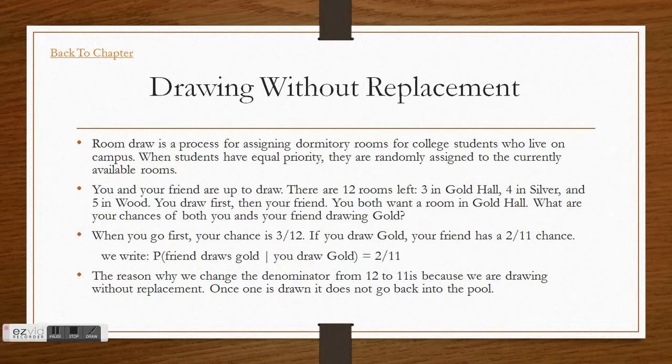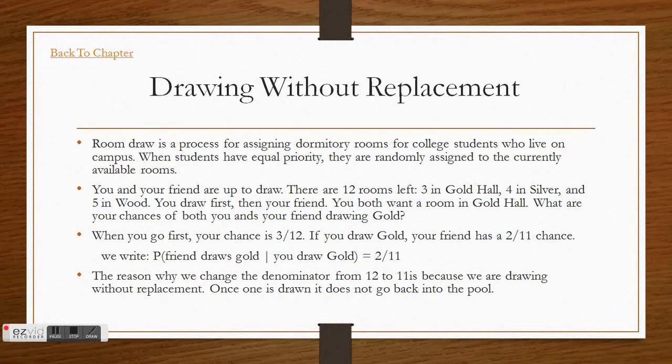This slide is about drawing without replacement. Room draw is a process for assigning dormitory rooms for college students who live on campus. When students have equal priority, they are randomly assigned to currently available rooms. The example is that you and your friend are up to draw. There are 12 rooms left, 3 in Gold Hall, 4 in Silver, and 5 in Wood. You draw first, then your friend. You both would like to get into a room in Gold Hall. What are your chances that both you and your friend are in Gold?